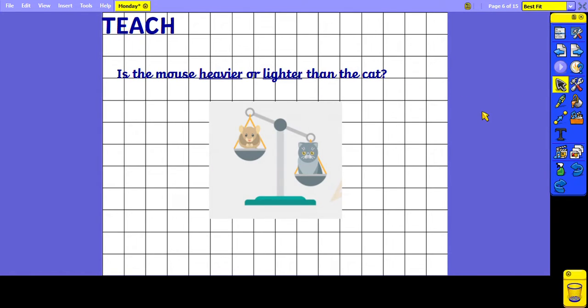Okay, this time we've got a mouse and a cat. And the question says, is the mouse heavier or lighter than the cat? The side with the mouse on this time has moved up. And that tells us that the mouse is lighter than the cat.